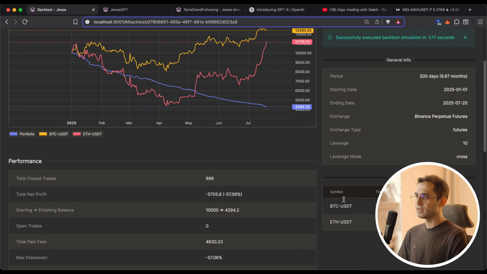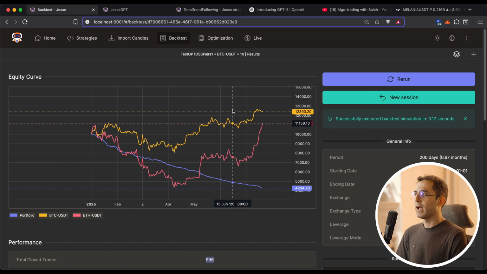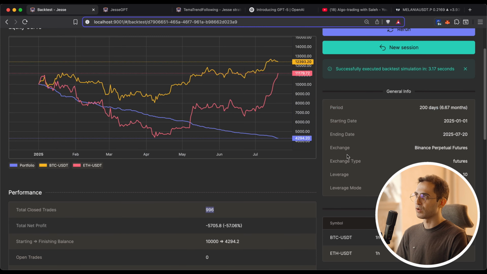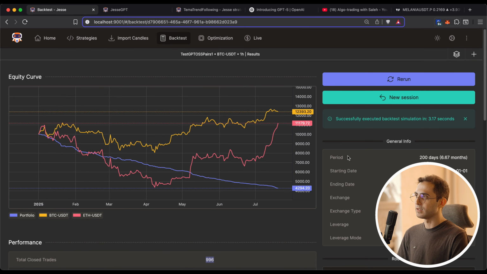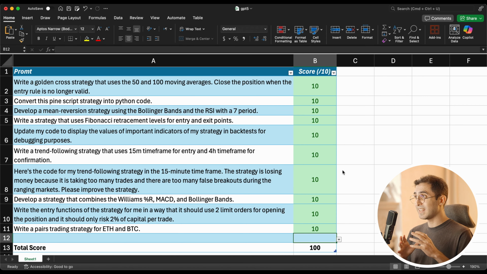Now it's losing a lot of money. It doesn't matter because it took so many trades. You're paying a lot in trading fees, which is also a typical issue with the pair trading strategy. And that wasn't really what I was looking for. So the fact that it wrote it fine and it works means it will get a perfect 10. Now look at this, it got a perfect 100 score. And let's not forget, for most questions, I use GPT-5 mini, not even the GPT-5 itself, which was supposed to be the model we were going to test in this video, right? So even the smaller model is nailing all the questions.